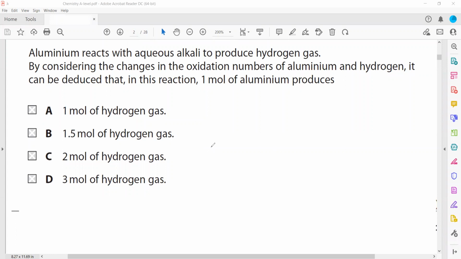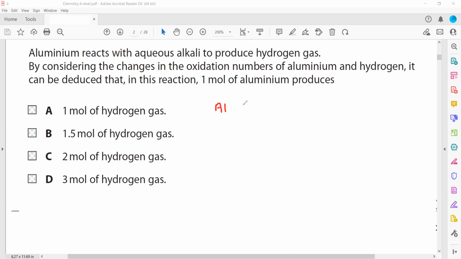So now, questions related to redox reaction. Aluminium reacts with aqueous alkali to produce hydrogen gas. By considering the change in oxidation number of aluminium and hydrogen, it can be deduced that the reaction of 1 mole of aluminium produces how many moles of hydrogen. So we have to write a balanced equation.